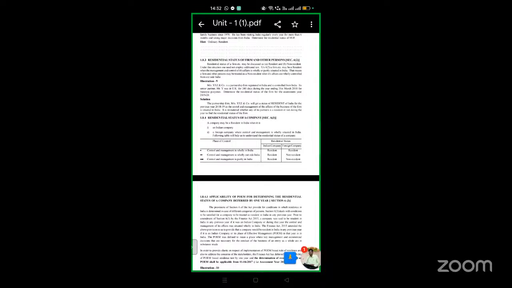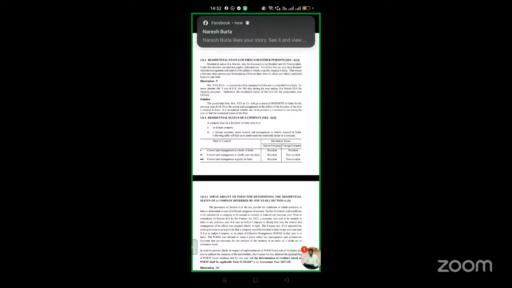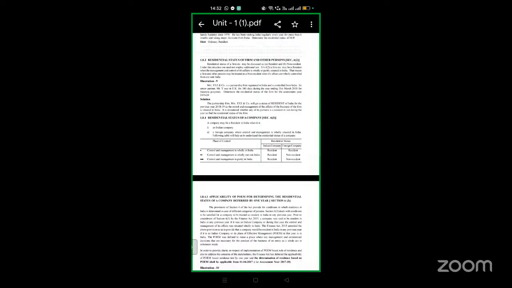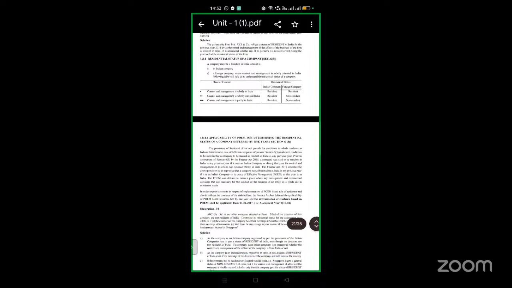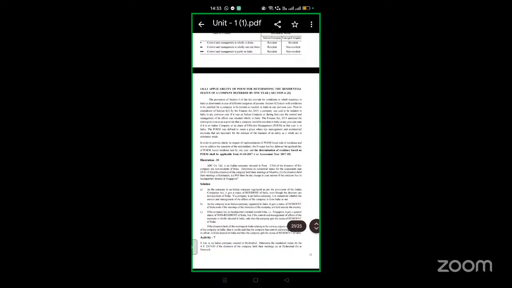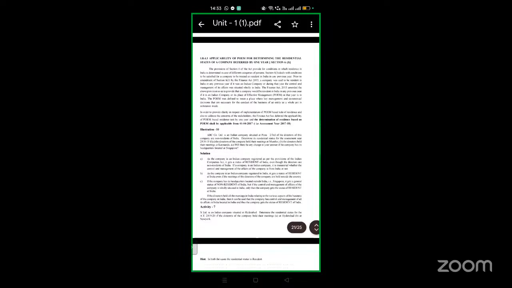To call it a foreign company, if the foreign company is controlled and managed within India, then it is called resident. But if the foreign company's control and management is outside India, then it is considered non-resident. And if the foreign company's control and management is partly in India, then that is considered non-resident. And even we have applicability of POEM, place of effective management, for determining the residential status of a company, deferred by 1 year.